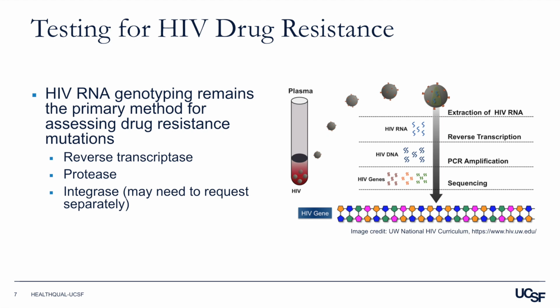And essentially the method is that they extract HIV RNA from the blood sample that you send, and then it goes through a similar process to what it would do in your cells. So they do reverse transcription, then they do PCR amplification of the DNA that's created, and then they sequence that out and they look for mutations that differ from the HIV wild type code.